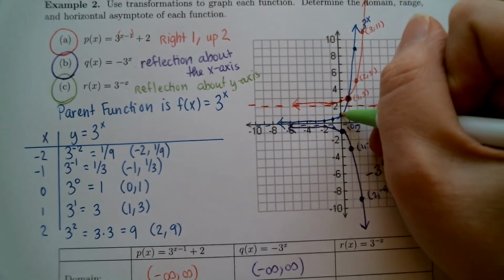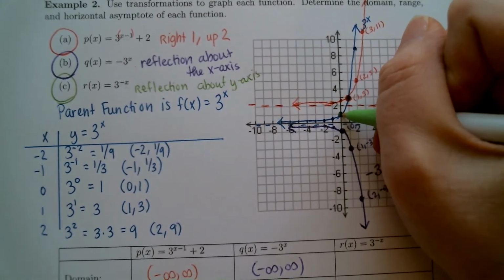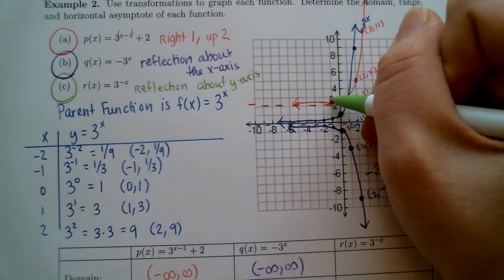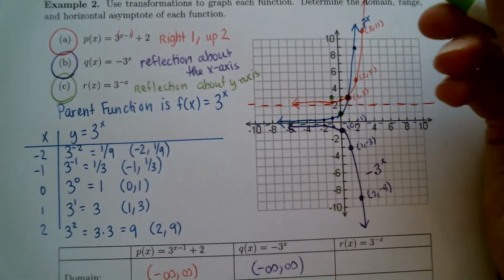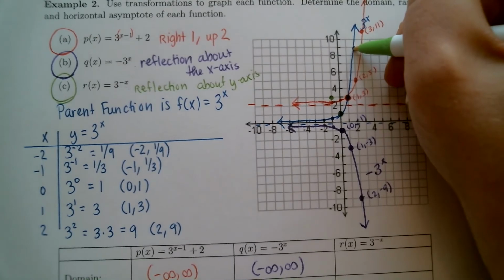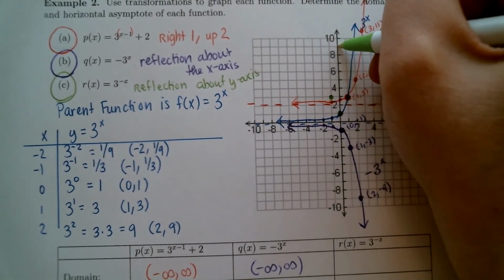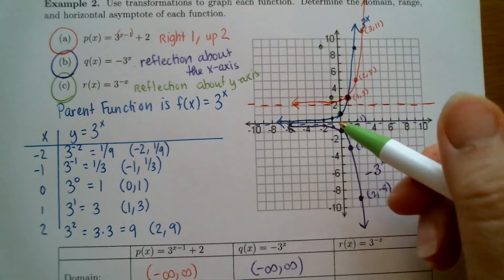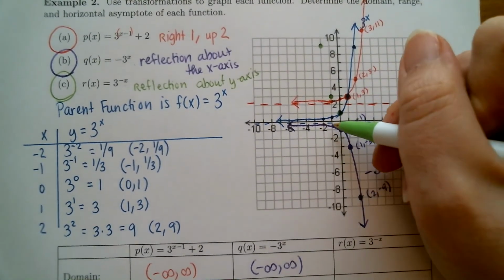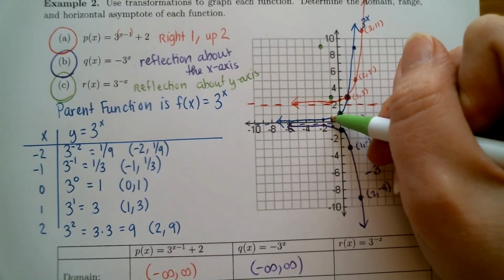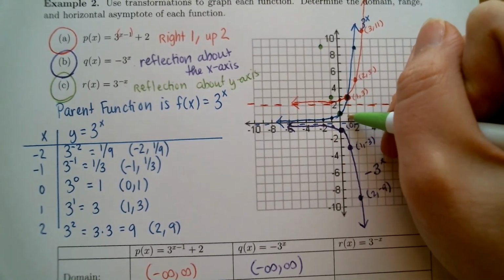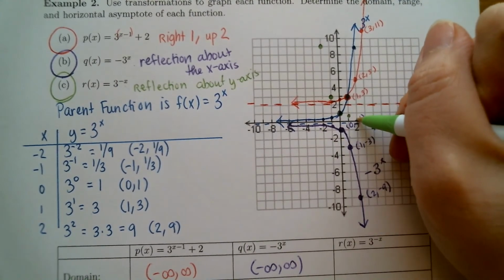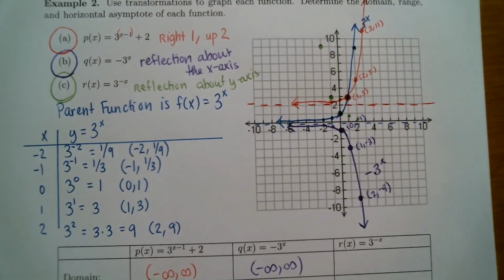I will start here at (0, 1). It is on the y-axis, so it's going to stay put. This point at (1, 3) is 1 unit to the right, so it's going to flip and go 1 unit to the left, to (-1, 3). This point at (2, 9) is 2 units to the right of the y-axis, so it's going to flip and go 2 units to the left, to (-2, 9). And these little smidgens over here, this is (-1, 1/3), so it's going to flip to (1, 1/3). And this one is going to flip from (-2, 1/9) to (2, 1/9). So those are going to be your points.